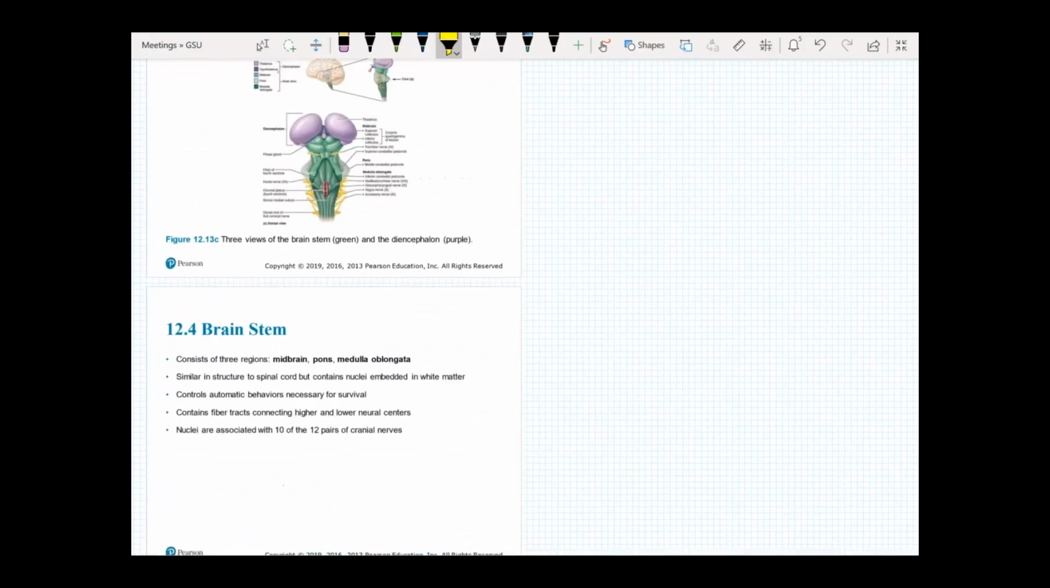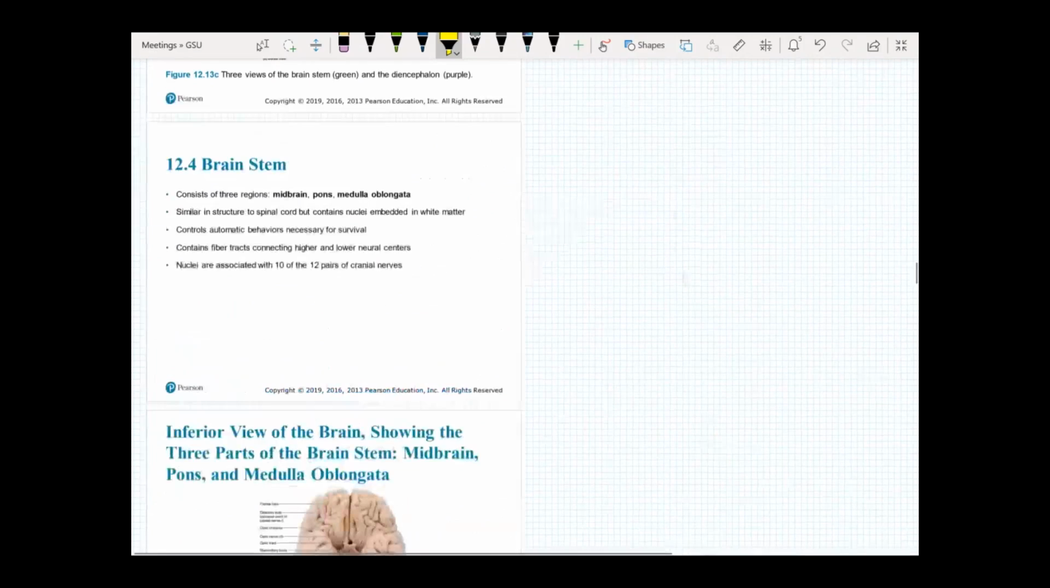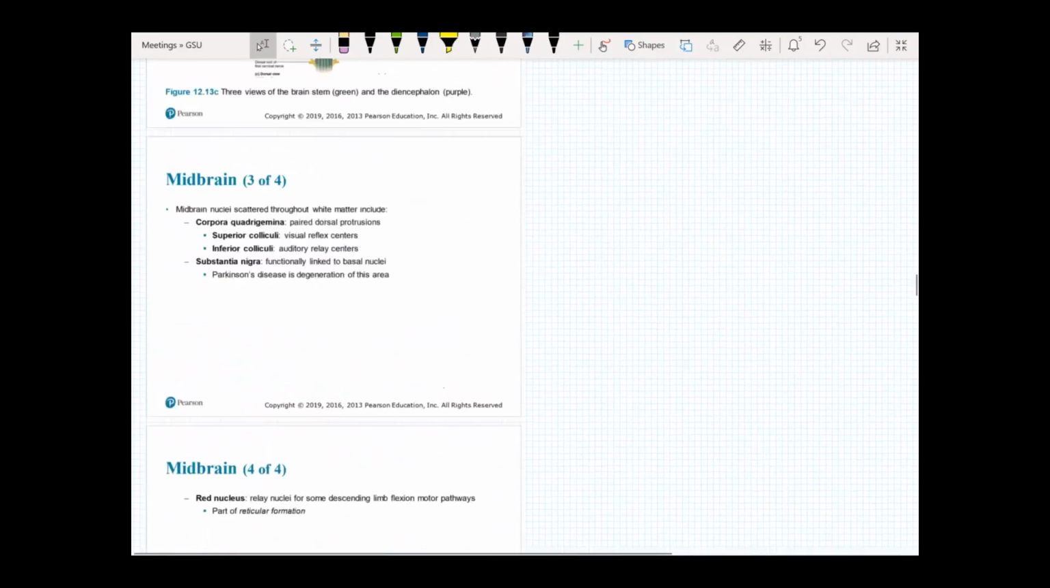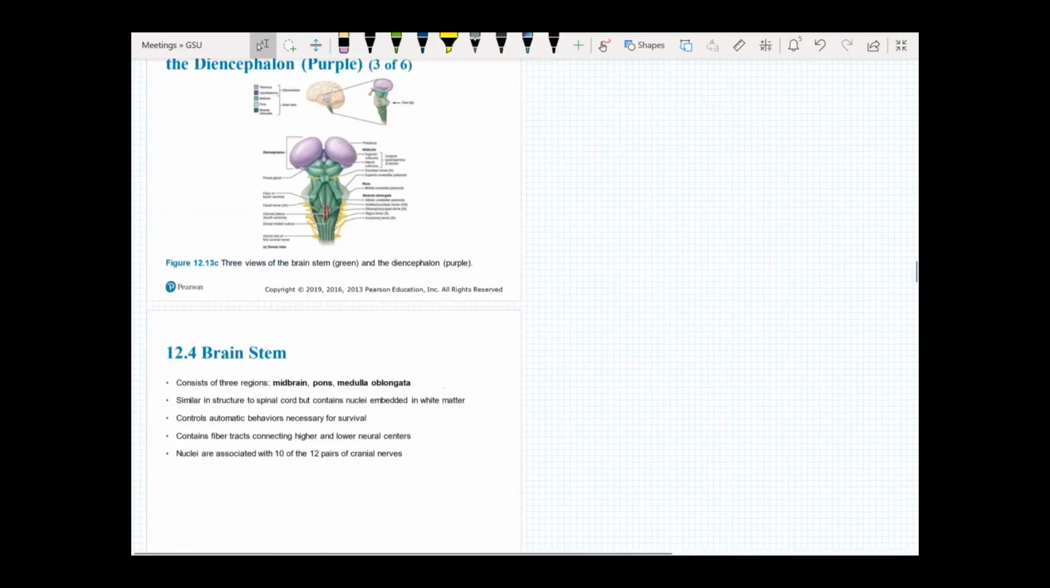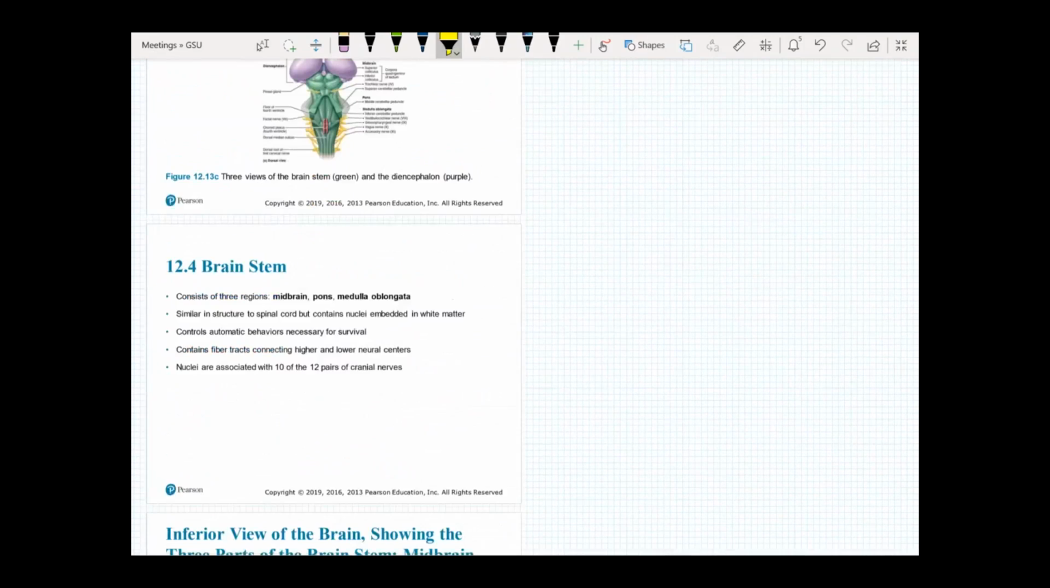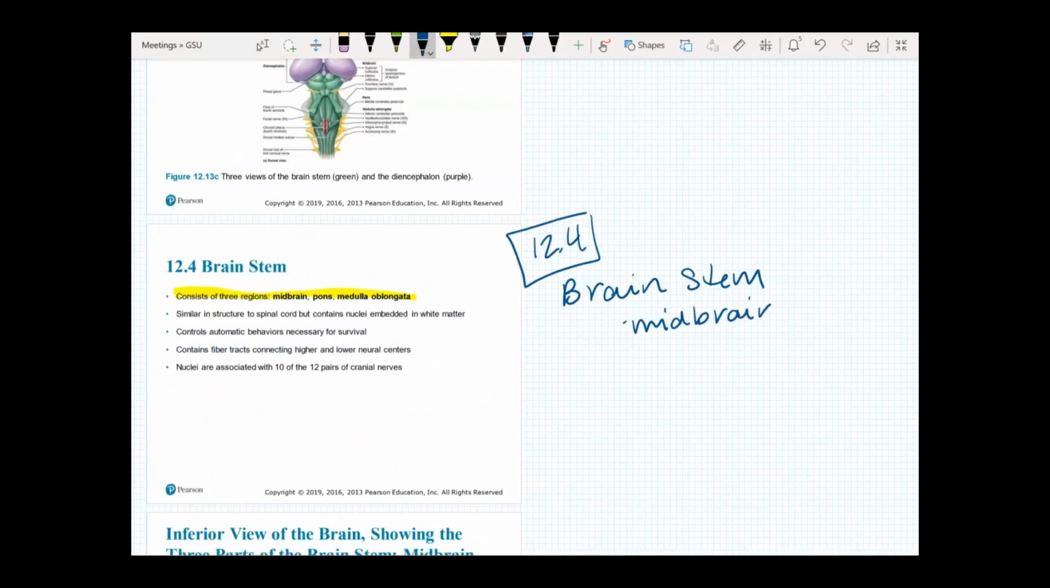So moving into that area is our brainstem. The brainstem is going to be the bottom half of your brain. We're going to do a brief overview on these structures right here. It will contain these three regions. Your brainstem includes your midbrain, your pons, and your medulla oblongata.